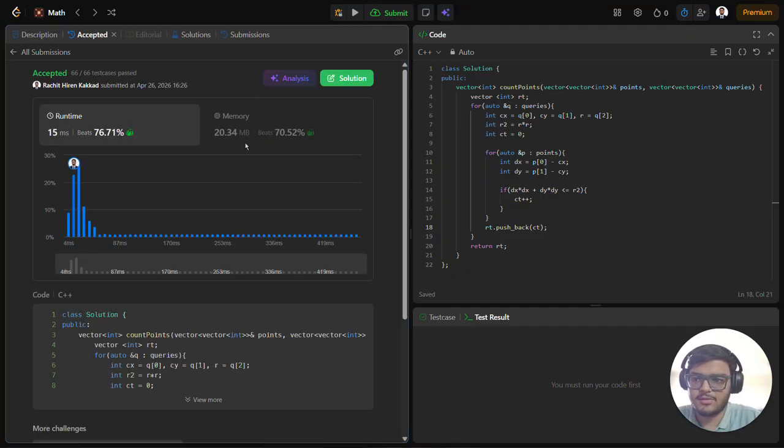Yes, here you can see that the solution got accepted, and the time complexity for this is order of n times q, where n is the number of points and q is the number of queries. Since both are at most 500, that's 250,000 operations, completely fine. Space complexity is order of q for the result array.